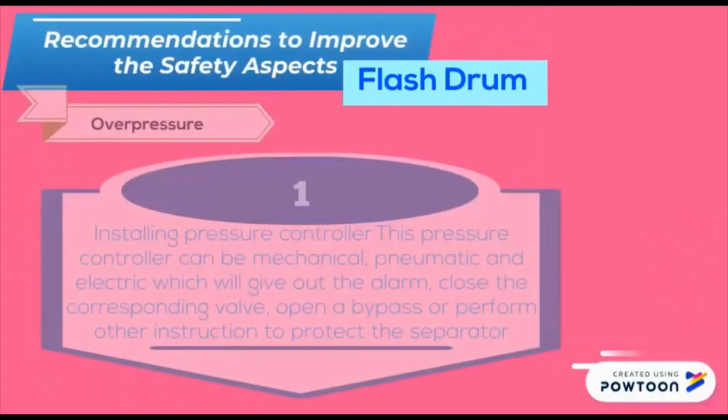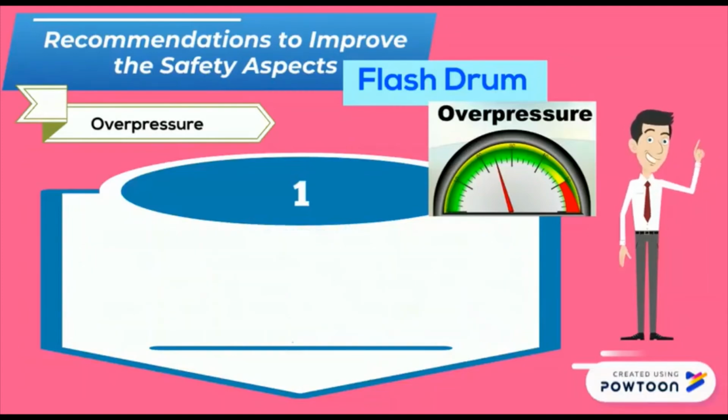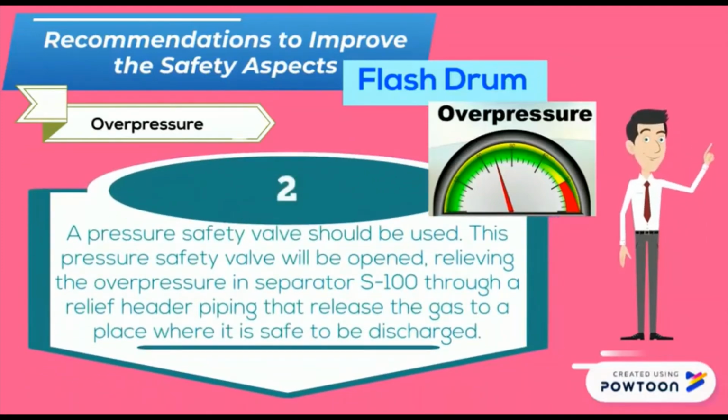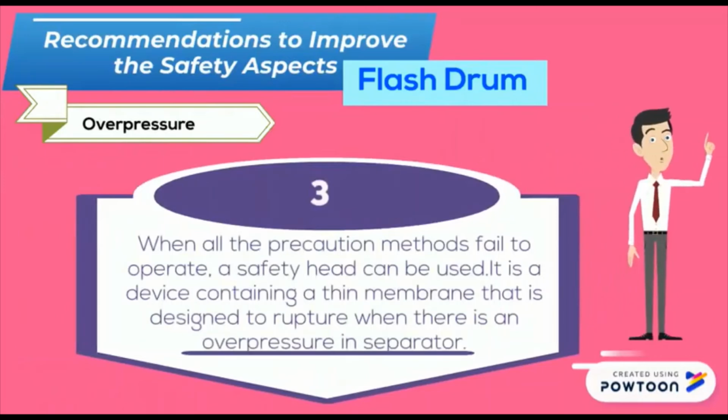As for overpressure, install a pressure controller, and this pressure controller can close the corresponding valve, open a bypass, or perform other instructions to protect the separator. And if this fails, the second alternative is a pressure safety valve, which will open, relieving the overpressure in the separator. And if all fails to operate, a safety head can be used, and this is a device which will rupture when there is an overpressure in the separator.